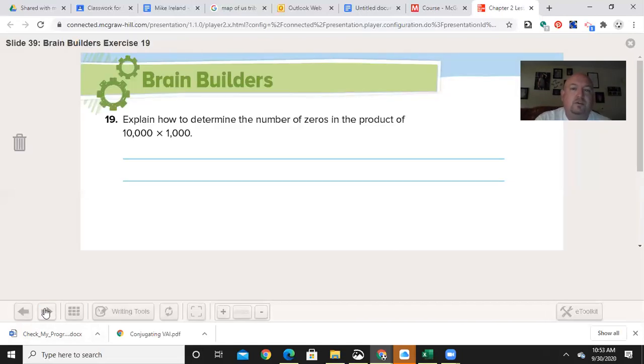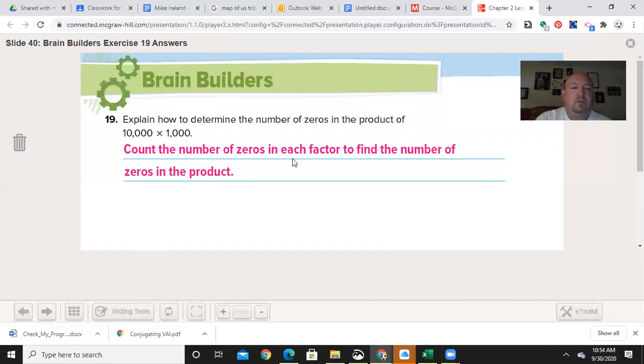Explain how to determine the number of zeros in the product of 10,000 times 1,000. Go ahead and write your version of the answer. You may pause the video now. Welcome back. And let's see the answer the book gave us. Count the number of zeros in each factor. Remember, each part of a multiplication problem is a factor. To find the number of zeros in the product, if there were 4 and 3, there would be 7 zeros.